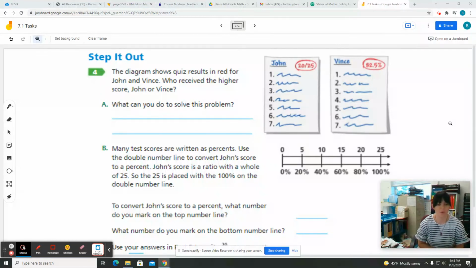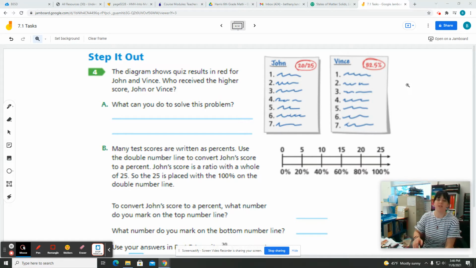This is task 4 on page 208, I believe, for 7.1. So our situation here is that the diagram shows quiz results in red for John and Vince. So we have John and Vince with their scores here in red. Who received the higher score, John or Vince?